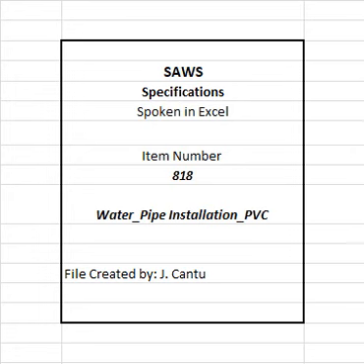818.1 Description: This item shall consist of PVC, C900 and C909, for 4-inch to 24-inch pipe installation in accordance with these specifications and as directed by the engineer.